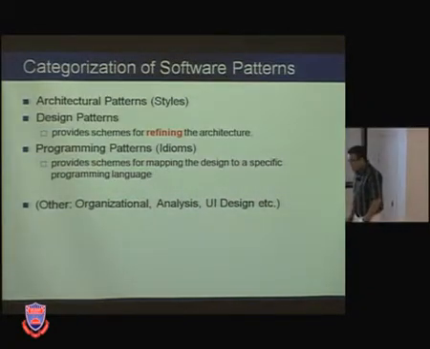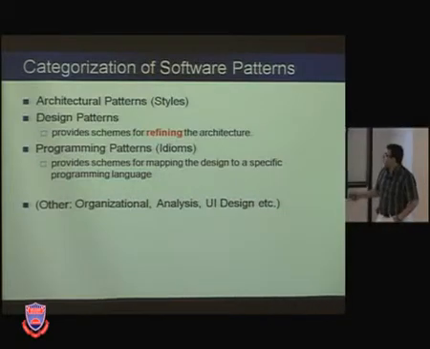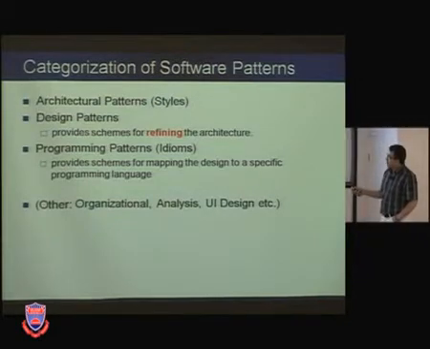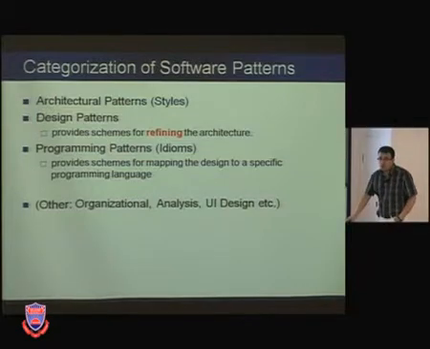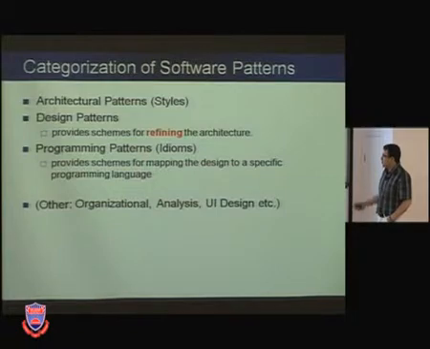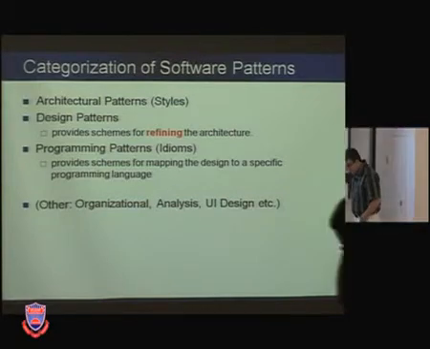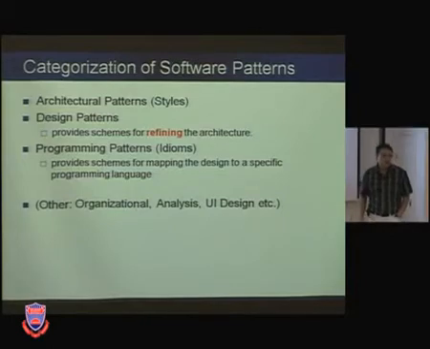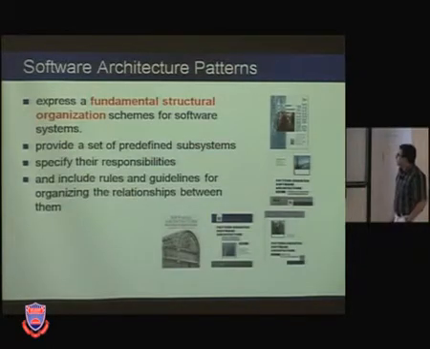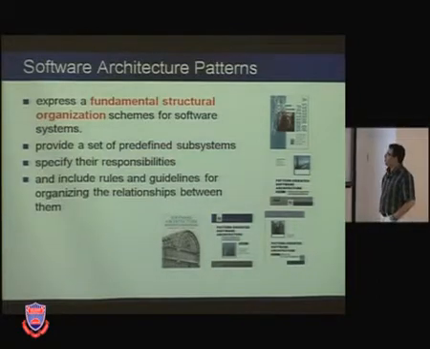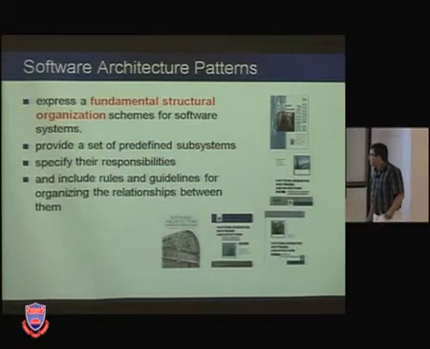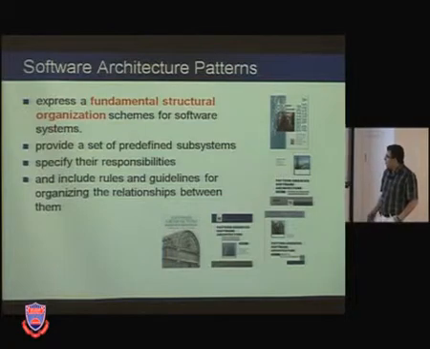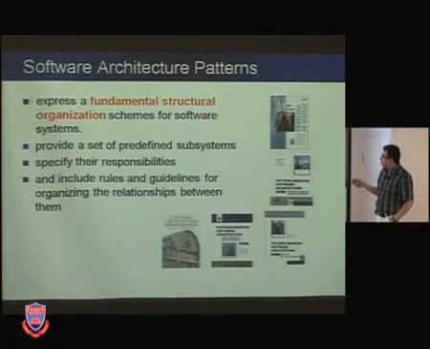We can categorize these patterns in software design in different ways, from abstraction level, and then we talk about architectural patterns. In more detailed design, we have design patterns, and even at the programming level, we could have patterns, which are called programming patterns or idioms. Further, we could also have organizational analysis, UI design, etc. So the patterns idea has been invented and is now introduced in all different phases and domains of software engineering. Software architecture patterns are patterns at the highest abstraction level, expressing a fundamental structural organization scheme for software. Architecture patterns provide a set of predefined subsystems, so global structures, specify their responsibilities and include rules and guidelines.